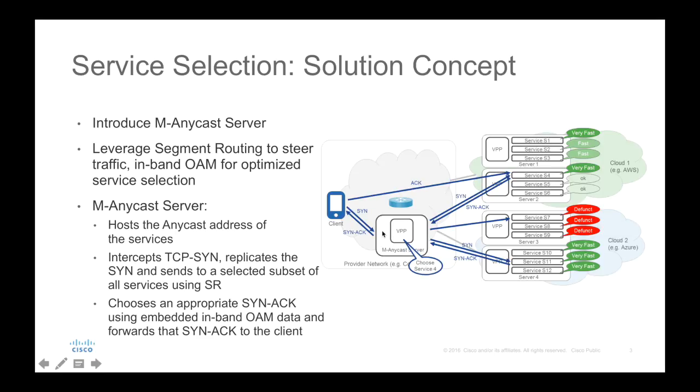This entity attracts Anycast connection requests, replicates the connection request towards multiple of the available Anycast servers, and steers the traffic towards these Anycast servers using segment routing. It evaluates multiple responses that are received and picks the best one at any moment and sends it towards the client.